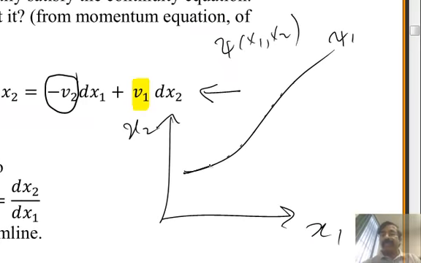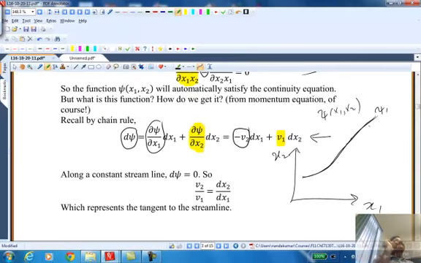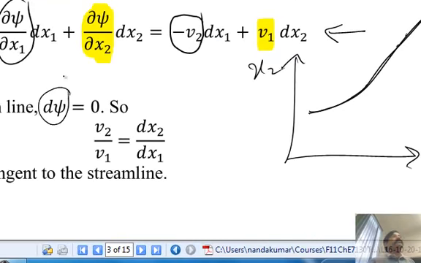So if I draw a curve like this, this curve need not be closed. It can just be a curve over a region that I'm interested in, and that curve represents a streamline. It is called a streamline, and on it the stream function is constant. If the stream function is constant, what is d psi?